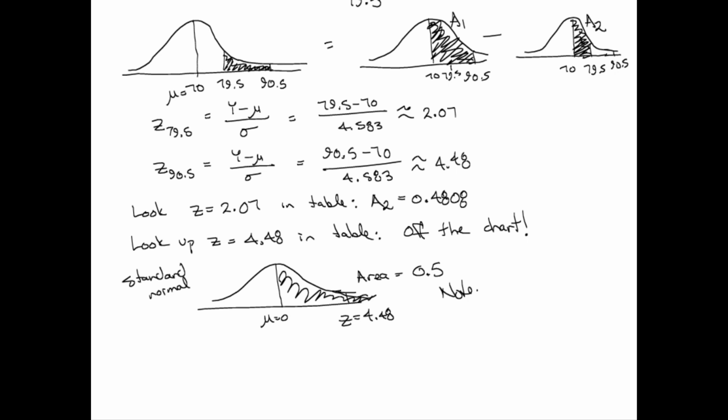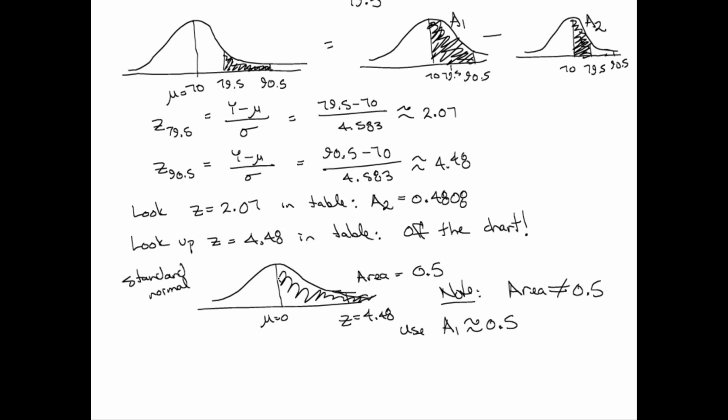It's important to notice that the area is not equal to 0.5, because if it were, we would be saying it is impossible to be to the right of z equals 4.48, or any of those other z values that give us an area of 0.5. So we are going to use an area of approximately 0.5, but we should know that it's not equal to 0.5.